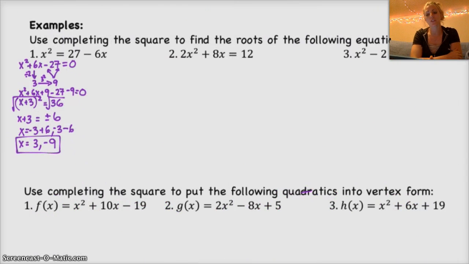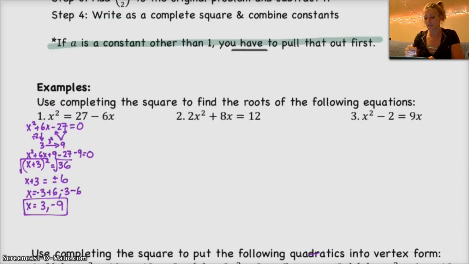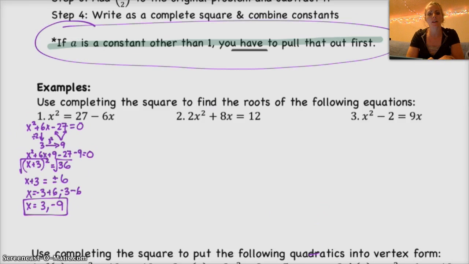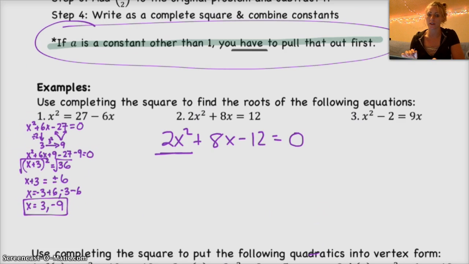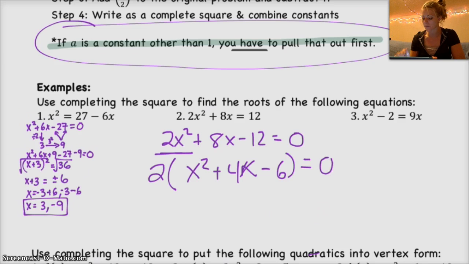Alright, so number 2 is an example of this highlighted case here at the bottom, because you have this, I'm going to bring the 12 to the other side just so that we're consistent, 2x squared plus 8x minus 12 equals 0. Okay. The problem is we have this 2 in front of the x squared, and it's less easy to deal with, and you can't complete the square unless that's not a 2. So we want to pull that out, right? So I could take that 2 out, and then I have x squared plus 4x minus 6 equals 0.